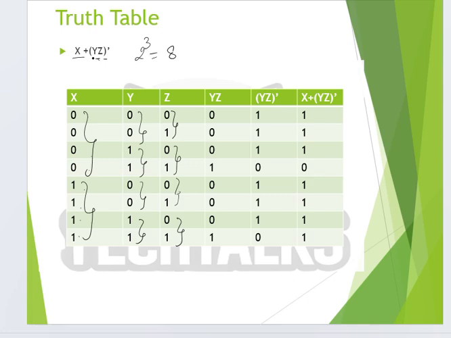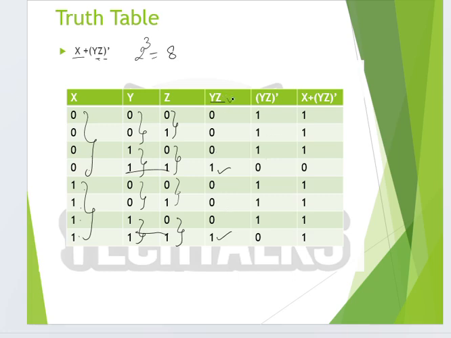Now first off, before finding out yz complement, you need to find out yz. So what is y and z? The output of y and z will be true when both the inputs are true. So there are only two cases, this one and the last one, where both the inputs are true. So for these we have output 1, and for all the rest we have output 0. So 0 0 is 0, 0 1 is 0, 1 0 is 0, 0 0 is again 0, 0 1 is 0 and 1 0 is 0, and for 1 1 and 1 1 the output is 1.